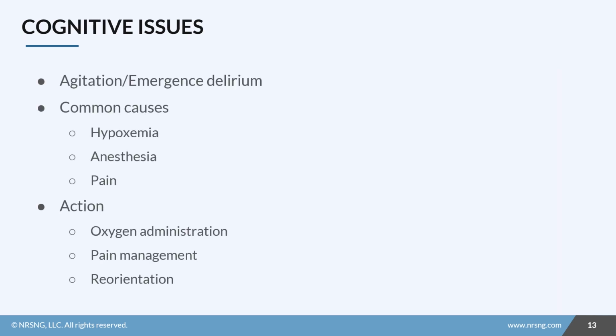It is not uncommon for a patient who is just waking up from anesthesia postoperatively to be a little confused. So cognitive issues like agitation, confusion, or emergence delirium are common. I probably see this in a patient a couple of times a week. So some common causes are hypoxemia, anesthesia, and pain. Guys, typically reorienting the patient helps to resolve these cognitive issues, but giving the patient oxygen and pain medications will also help.